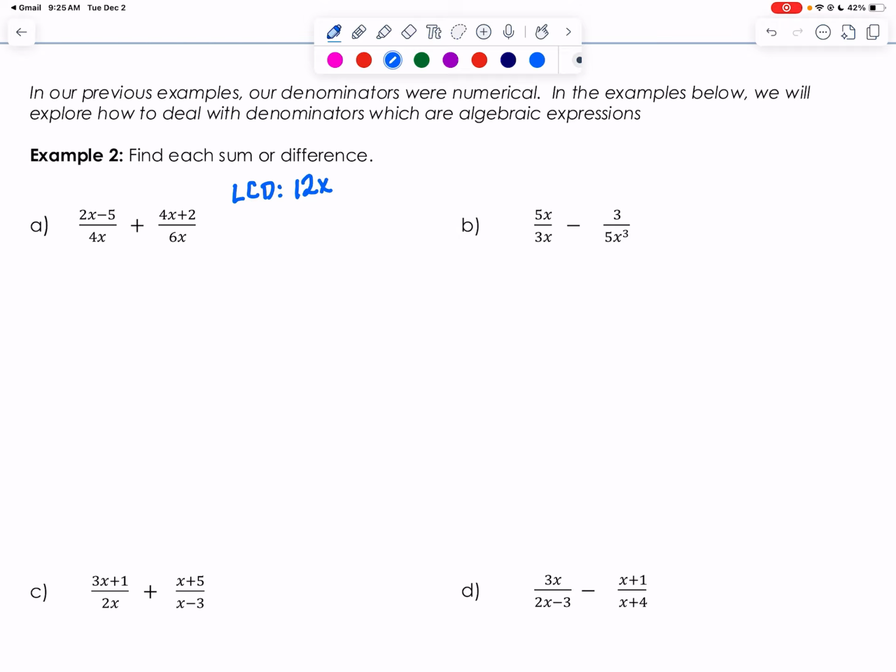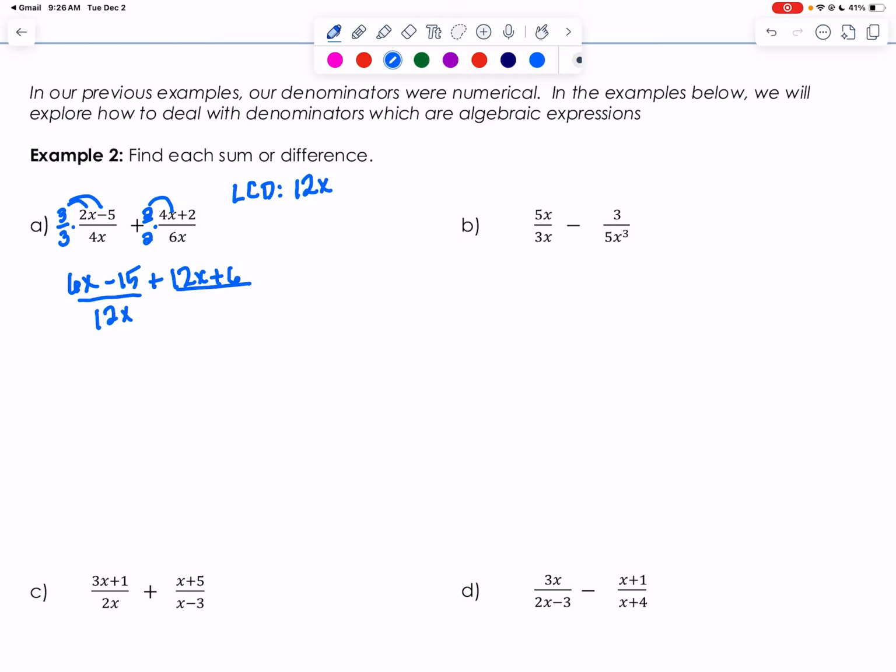All right, so for our first fraction, to turn 4x into 12x, I would have to multiply it top and bottom by 3. To turn 6x into 12x, I would have to multiply by 2. All right, let's try that. So we'll distribute our 3. 3 times 2x would give us 6x. 3 times negative 5, negative 15. 3 times 4x would give me 12x, and 3 times 2 would give me 6. Oops, I forgot my denominators.